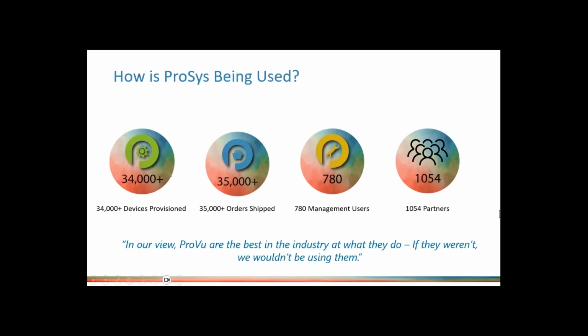So how is ProSys being used? Well, over 34,000 devices are currently provisioned. We've got 35,000 orders shipped through ProSys, 780 management users, and then 1,054 partners. So lots of our customers are already taking advantage of ProSys to really maximize their support for their business. So yeah, here's just some stats to give you an idea of the scale of ProSys.